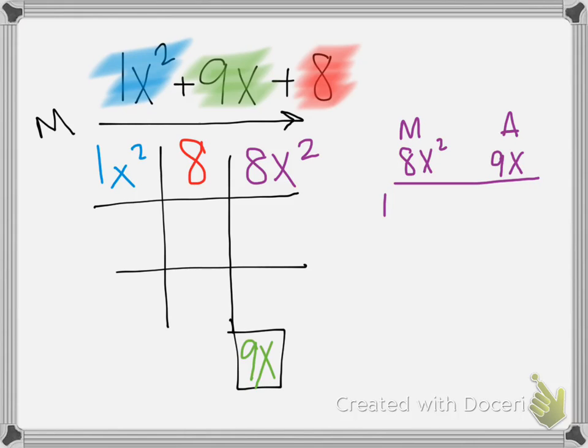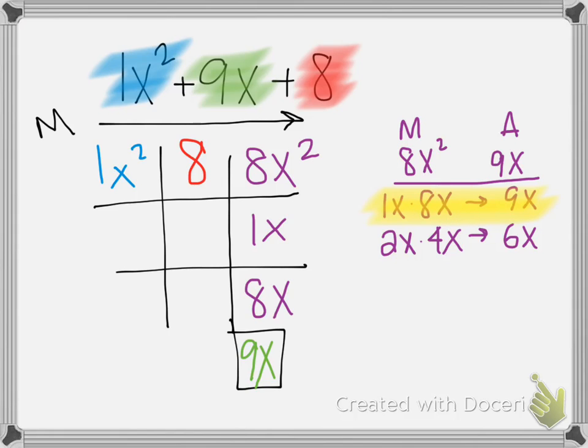So we have 1x times 8x, we have 2x times 4x, and those are the only factor pairs of 8 that we have. So we go ahead and figure out, alright, if added together, which one will give us 9x? So we have found that it's 8x and 1x. So we go ahead and put our 1x here and our 8x here. So these two terms have gone into these boxes here.